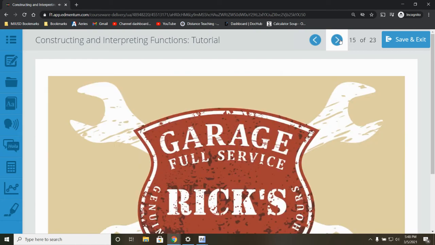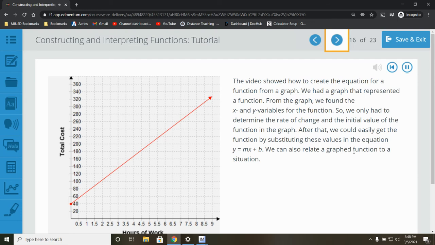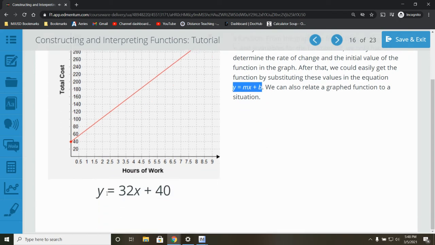That's the Rick's guarantee. The video showed how to create the equation for a function from a graph. We had a graph that represented a function. From the graph, we found the x and y variables for the function. So, we only had to determine the rate of change and the initial value of the function in the graph. After that, we could easily get the function by substituting these values in the equation, y equals mx plus b. We can also relate a graphed function to a situation.